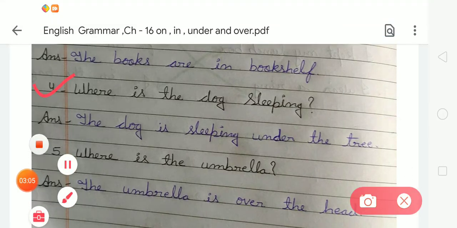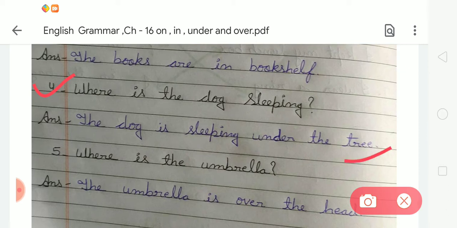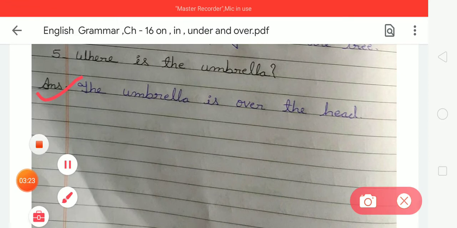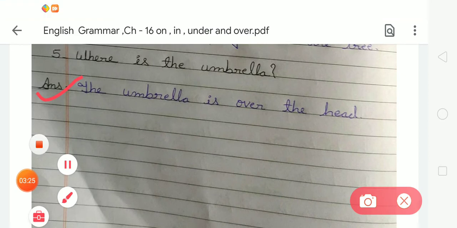Question number 4, where is the dog sleeping? So we have to write the answer, the dog is sleeping under the tree. Okay, students? Now number 5, where is the umbrella? So we have to write the answer, the umbrella is over the head.